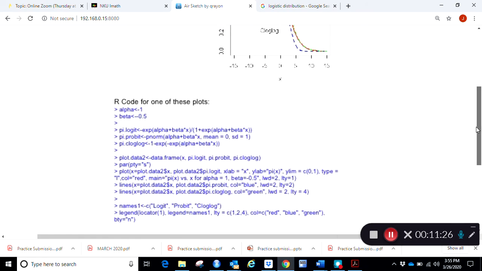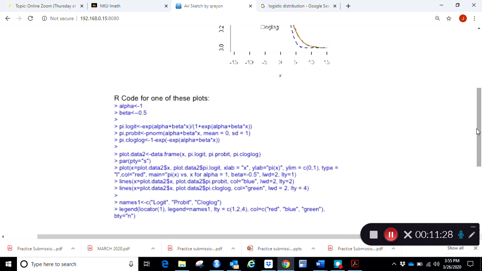What I've given you here is just some of the code for one of those plots. We're going to be doing other plots later, but for those interested, let's talk through a little bit of this code. First I'm just setting my alpha and my beta. And then I'm writing out the different logit, probit, and complementary log functions.